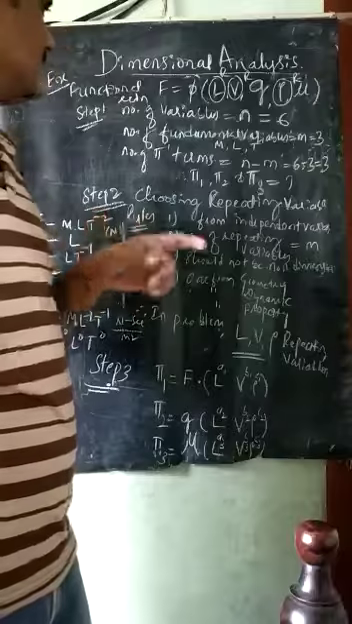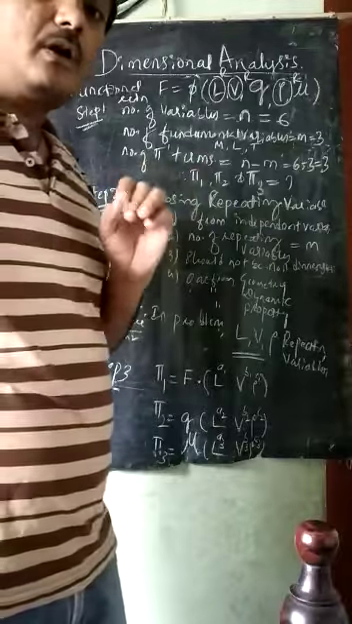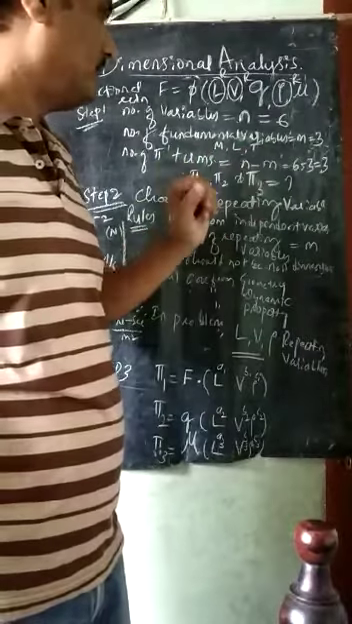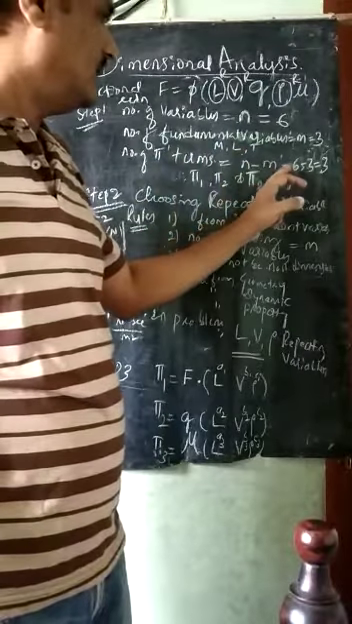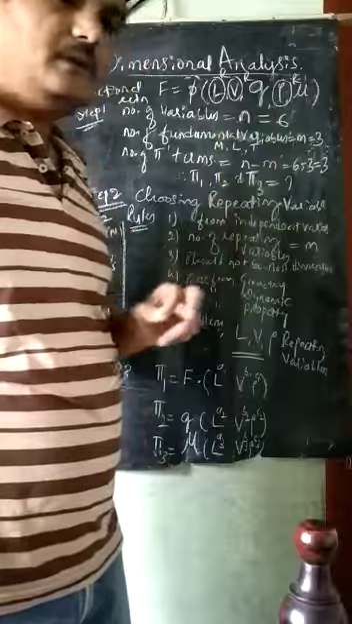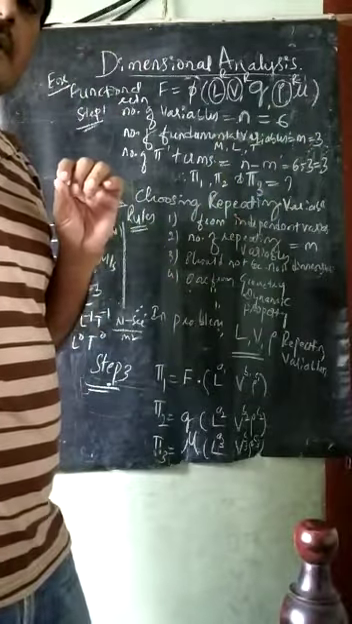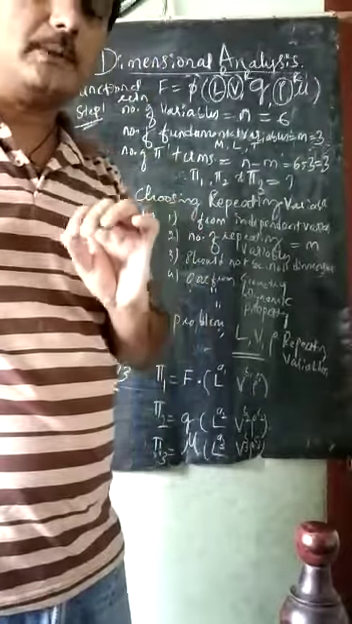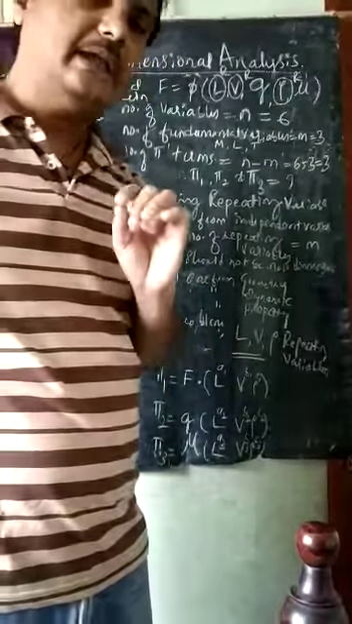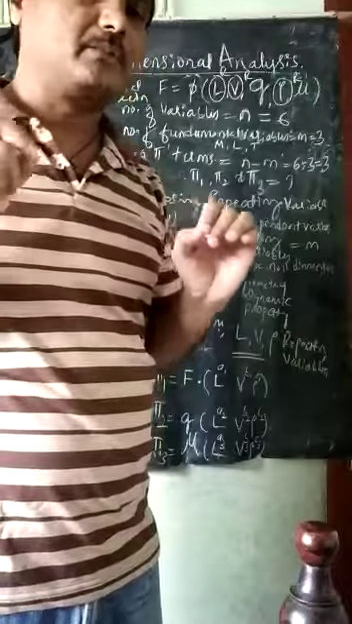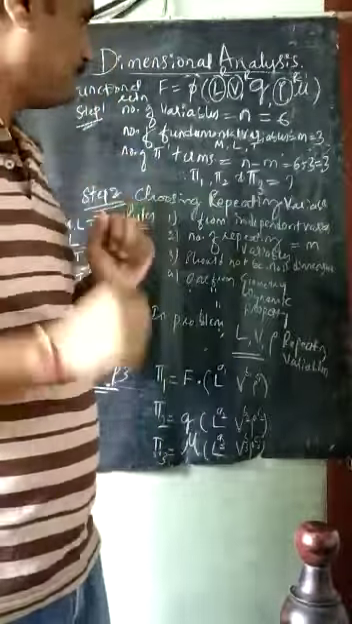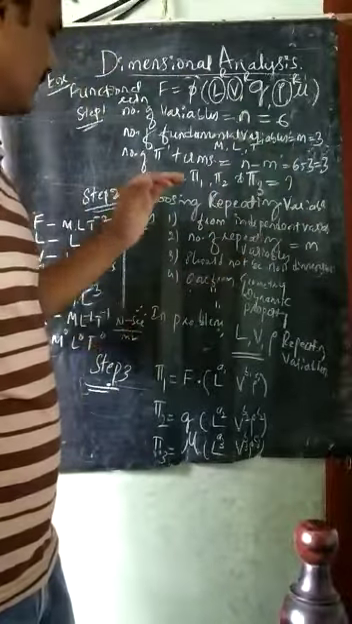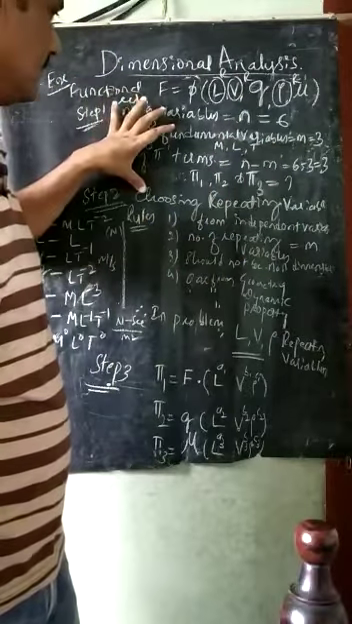Next, the number of pi terms, the non-dimensional terms, is equal to n minus m. n is 6, m is 3, 6 minus 3 is 3. That means the number of non-dimensional terms, that is pi terms, is equal to 3. In this problem, we need to find 3 pi terms, pi 1, pi 2, pi 3. This is the first step.